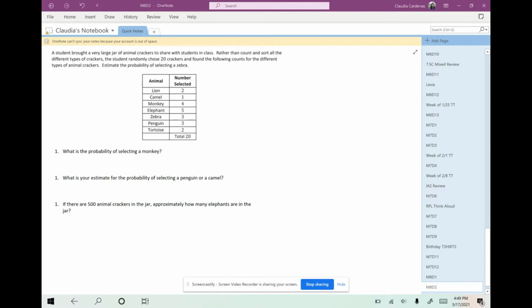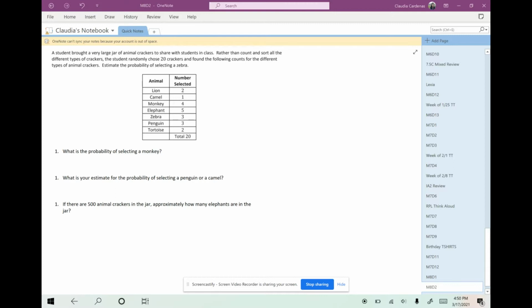So if we look at this problem below, it says that a student brought a very large jar of animal crackers to share with students in class. Rather than count and sort all the different types of crackers, the student randomly chose 20 crackers and found the following counts for the different types of animal crackers. Estimate the probability of selecting a zebra.